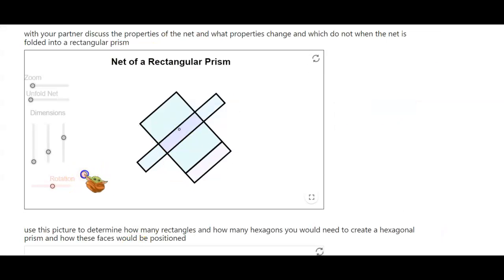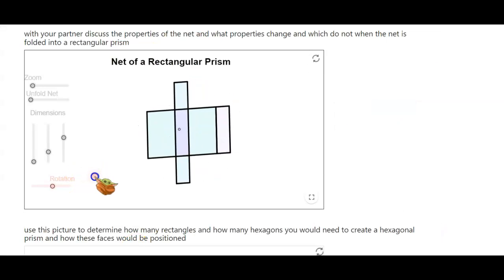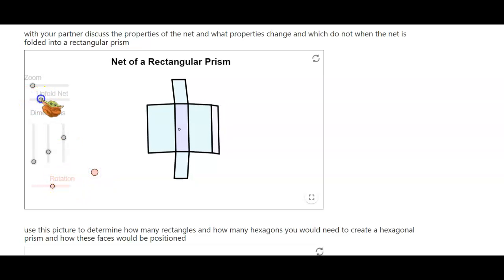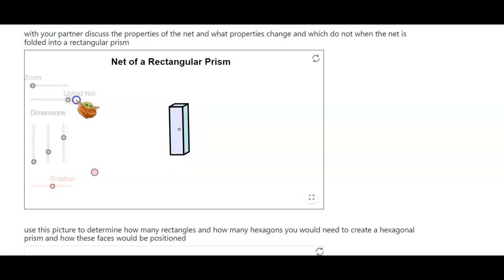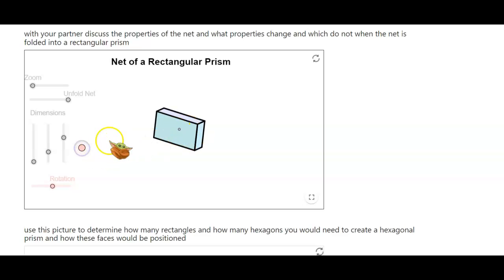Can I move it? Oh, here, grab onto this. There it goes. Pretty much like that, right? And now we can click on fold. When it folds, it's one of these kind of doohickeys. It's a rectangular prism, but all rectangles. It's not a cube, because if we had a cube, it would all be equal sides.